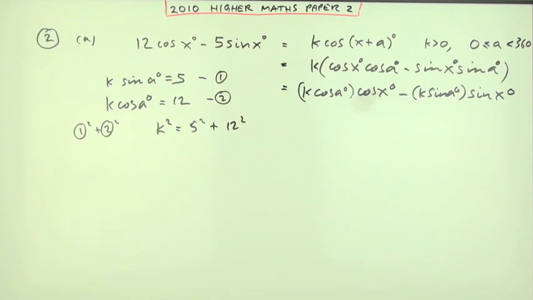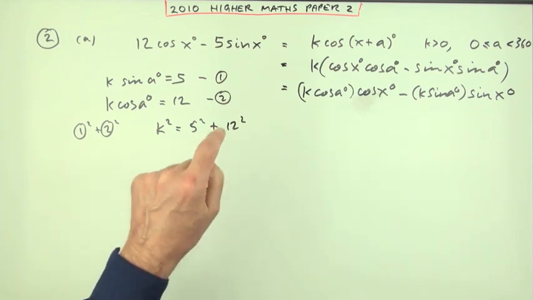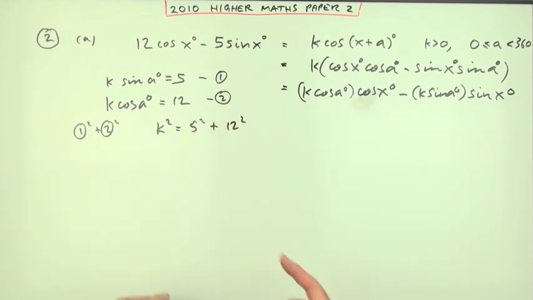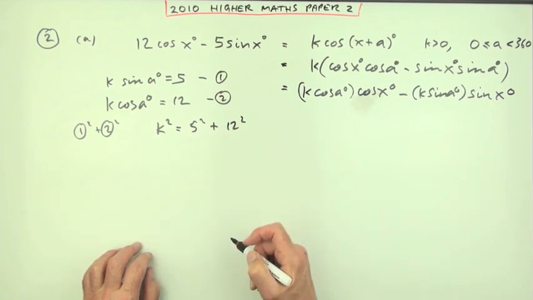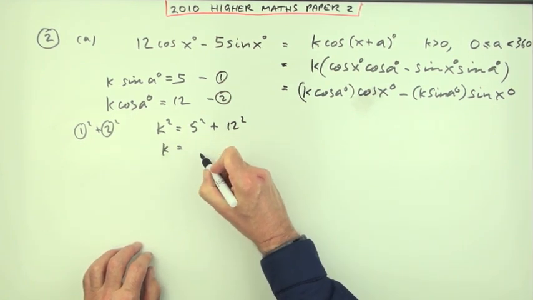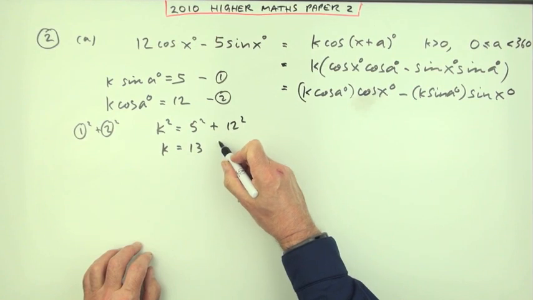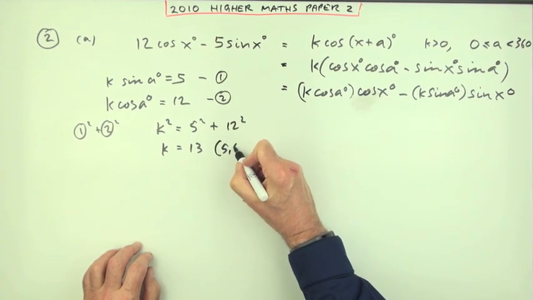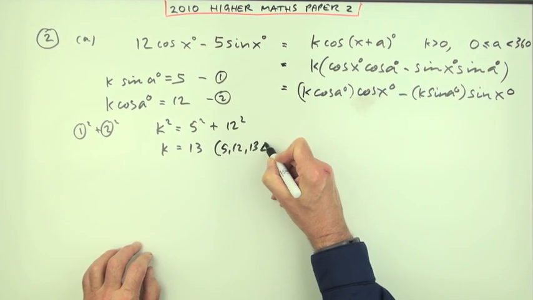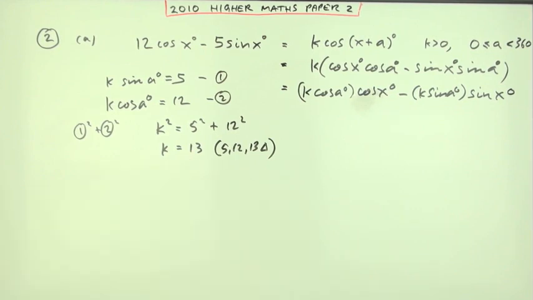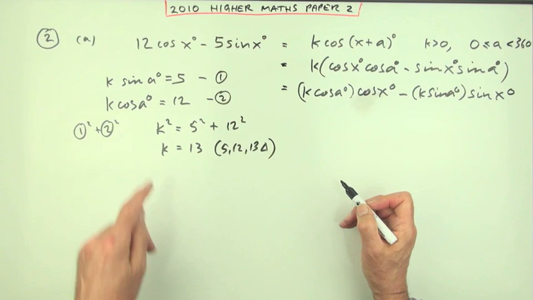Now you could go through that. 25, 144, 169, root 169, 13. Or you might say, I recognise that. That's the 5, 12, 13 triangle. So you could jump straight to it. k equals 13, and I'll put the reason down. It was a 5, 12, 13 triangle, but they don't really care, because they only want the answer to k with no justification. Similarly for a.